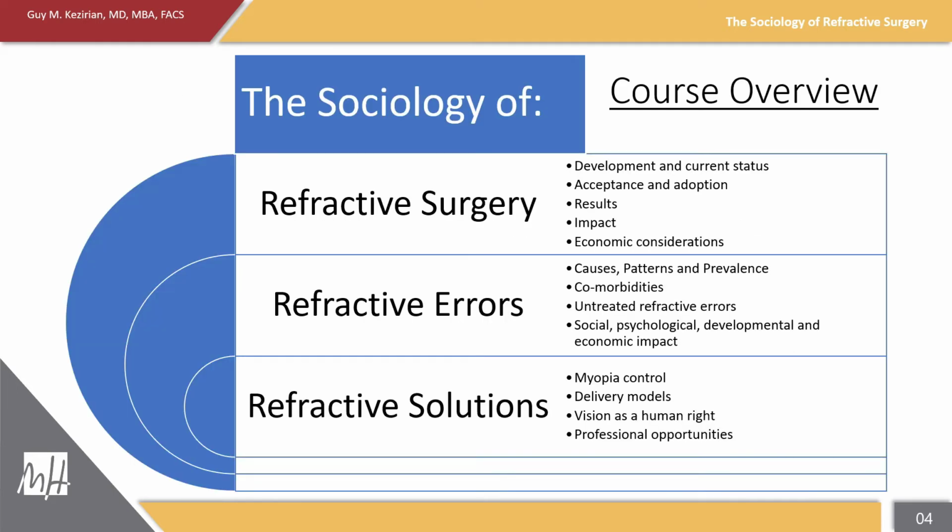In this course, we will consider the sociology of refractive surgery itself, the sociology of refractive errors, and the sociology of refractive solutions. The development, acceptance, adoption, economic considerations, social and psychological considerations, comorbidities, delivery models, concepts of ethics and human rights, and our professional opportunities that exist in the context of refractive surgery.